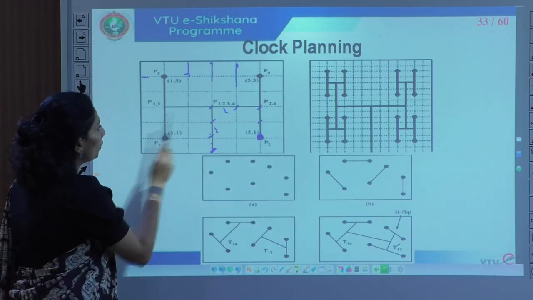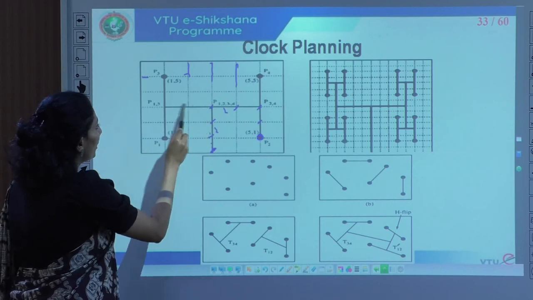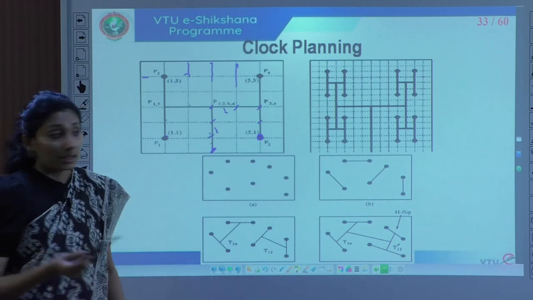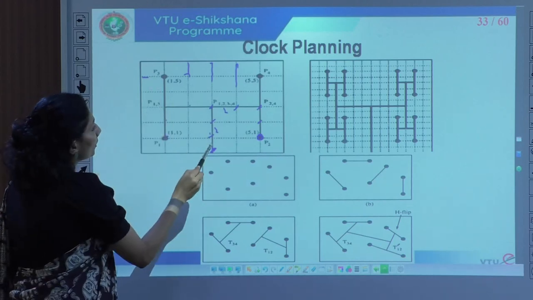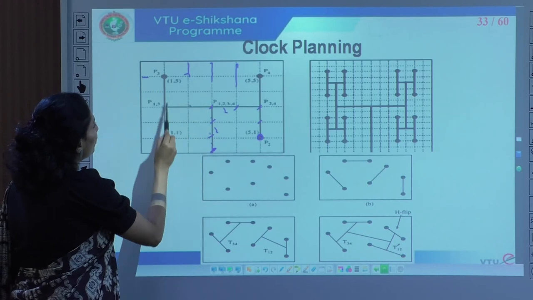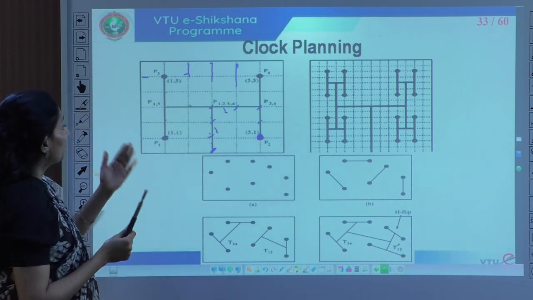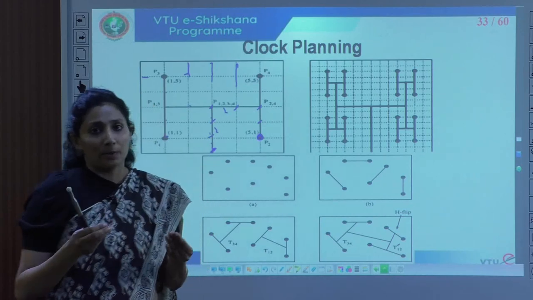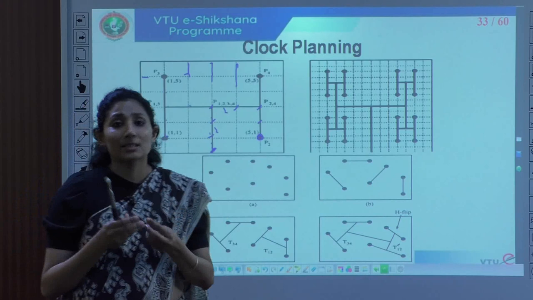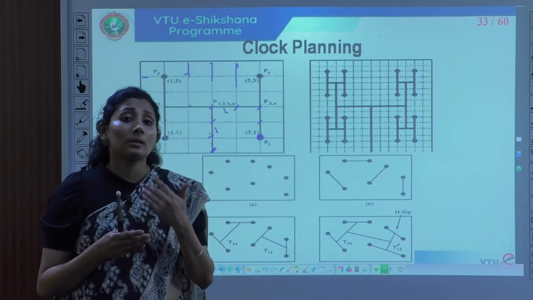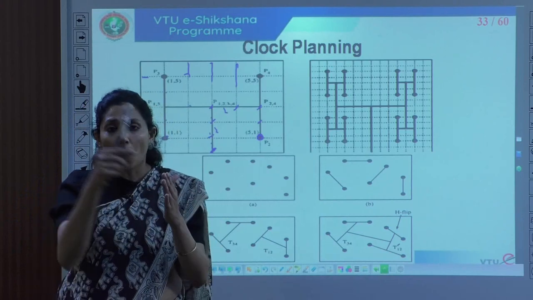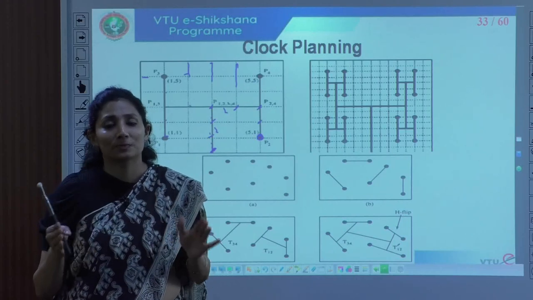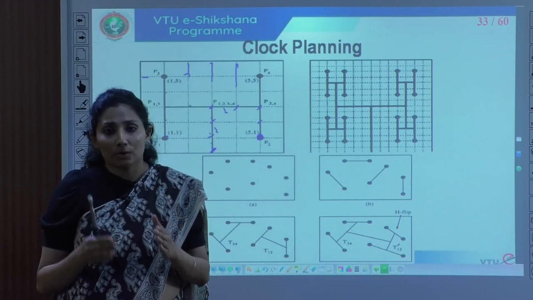If you look at P1, 1, 2, 3, 4, 5, 6, 7. It is taking again 7. If you look at P3, 1, 2, 3, 4, 5, 6, 7. That means at P2, P1, P4, P3, at every tapping point, it is taking exactly 7 units of delay. That means the clock arrival time at all these tapping points is equal. There is absolutely no clock skew. That means a zero clock skew topology, right?